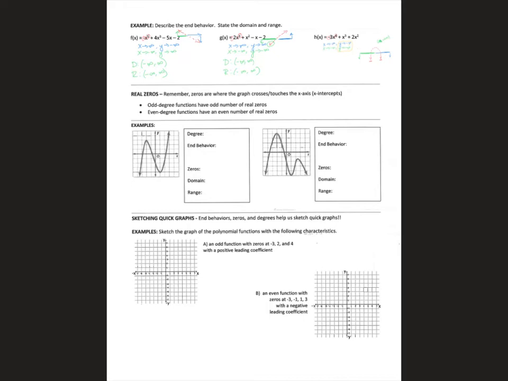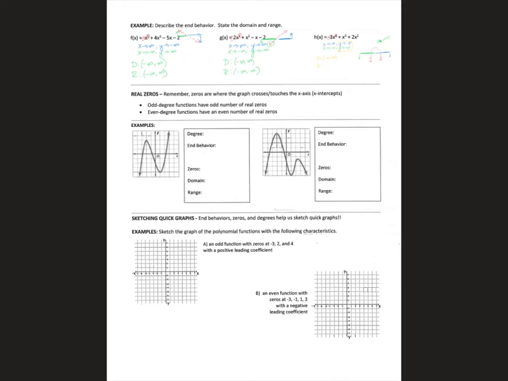Okay, so the domain, again, should be relatively easy. Since I know that a polynomial is a continuous function, that means for all x values, the function is defined, so that's negative infinity to infinity. The problem that we run into with an even degree polynomial is the range.